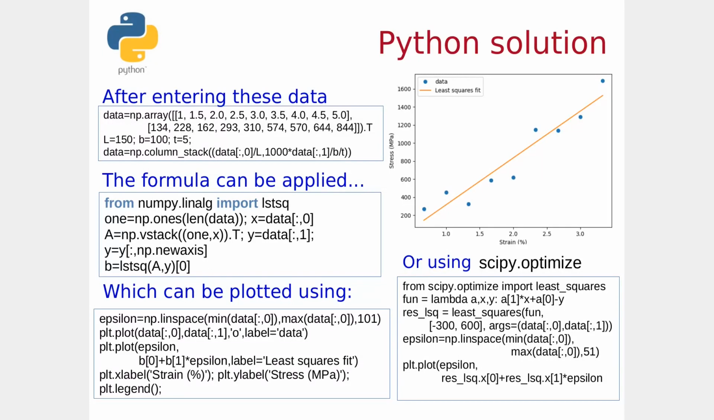So the first line simply sets up 1, which is ones, the length of the data, and x is the first column of the data, or the 0th column in Python speak. And then we set up a matrix A by simply vertically stacking 1 and x and transposing, which is great. So we'll stack those one over each other.